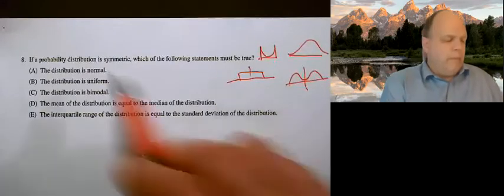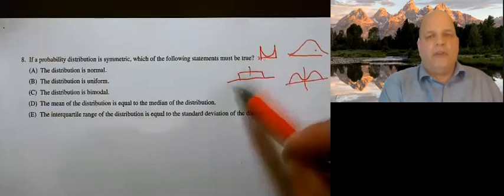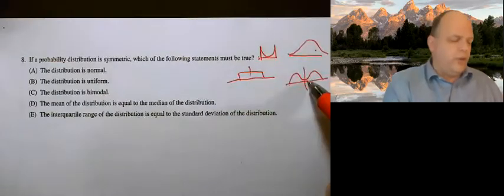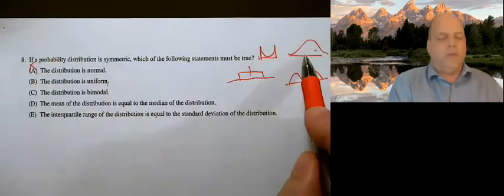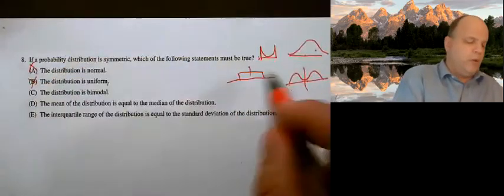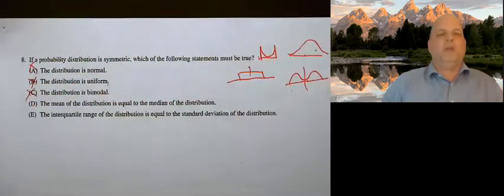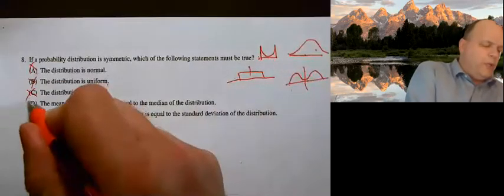So, does the distribution have to be normal? Well, apparently not, because all of these shapes are symmetric, so they're not. The distribution has to be uniform. No, it could be one of these other shapes. The distribution is bimodal. Well, no, it could be one of the other shapes. The mean of the distribution is equal to the median. And the fact of the matter is that will always be true.